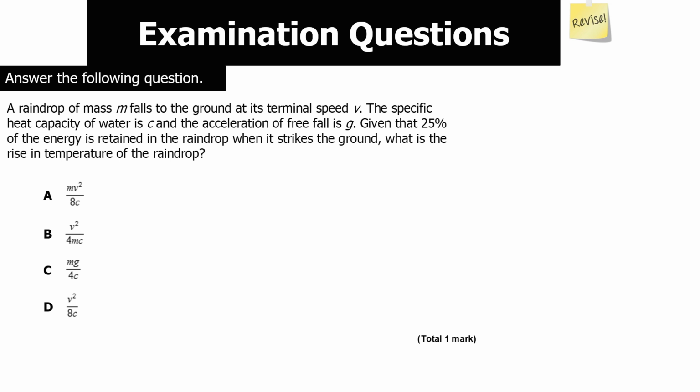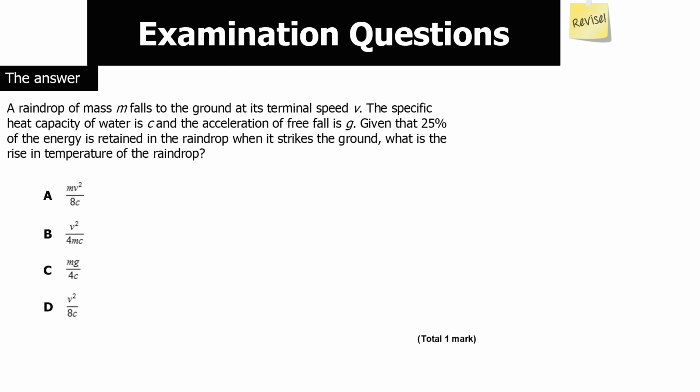speed v. The specific heat capacity of water is c and the acceleration of free fall is g. Given that 25% of the energy is retained in the raindrop when it strikes the ground, what is the rise in temperature of the raindrop? So pause the video now, then unpause the video when you want to go through your answer.